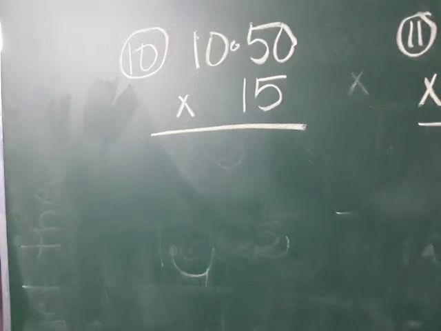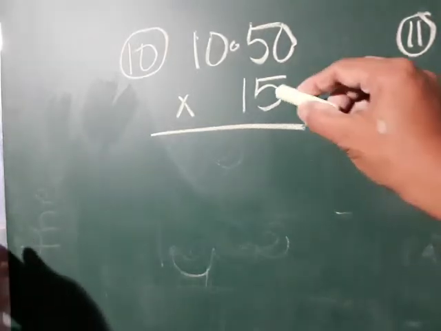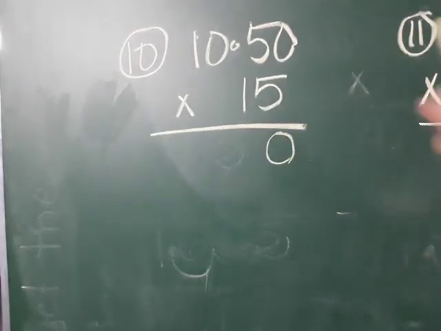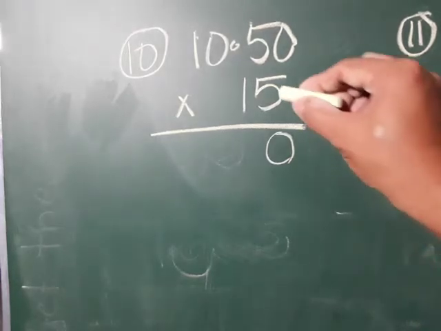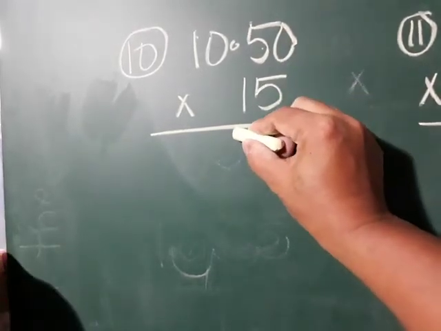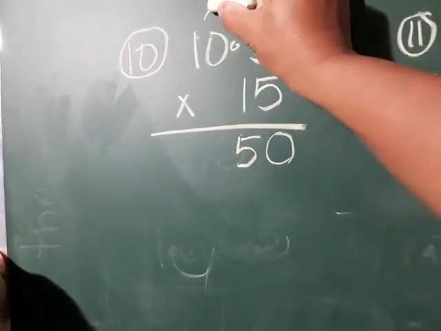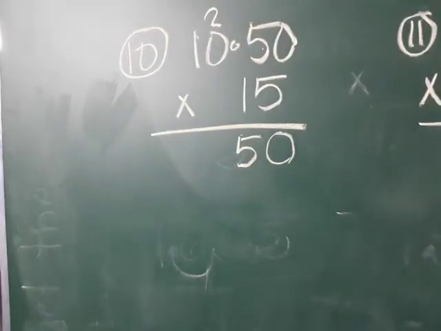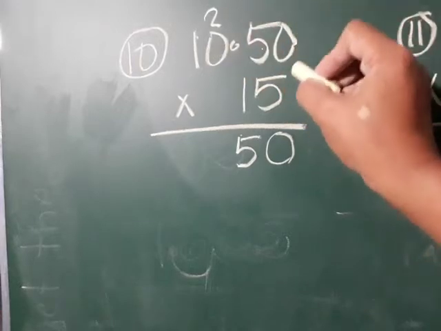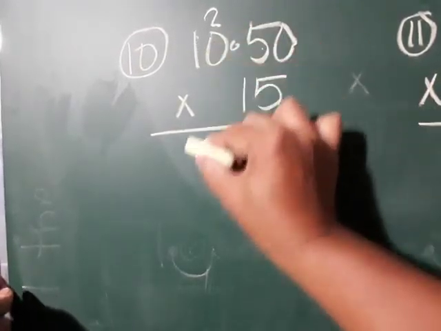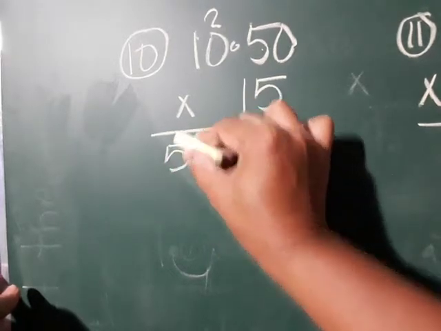Let's proceed to example number 10. So we have here 5 times 0 is 0. Any number multiplied by 0 is equal to 0. Next, 5 times 5 is equal to 25. So write 5 below and 2. 5 times 0 is 0, plus 2 is equal to 2.